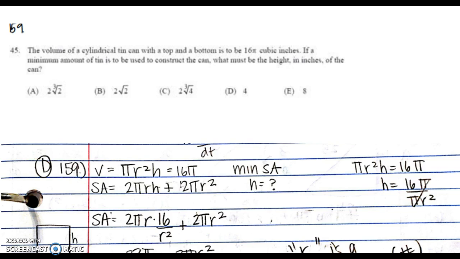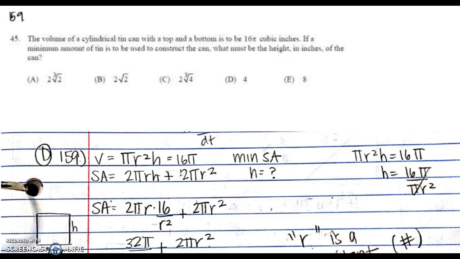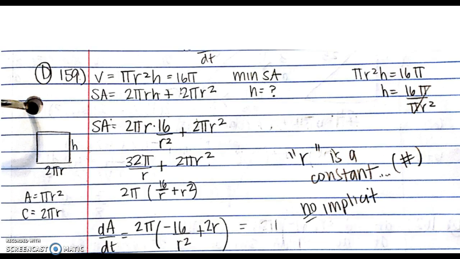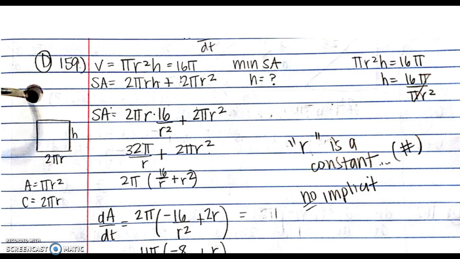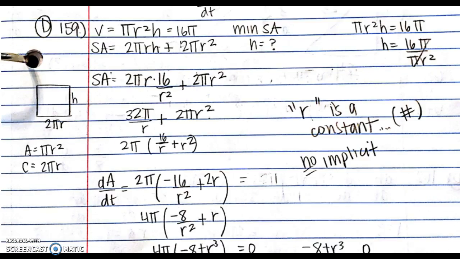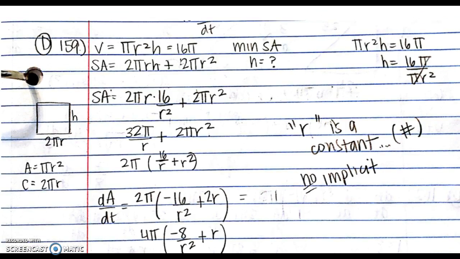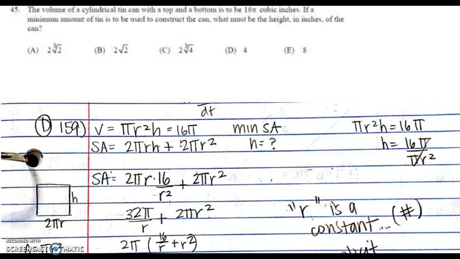This is a max-min problem, I think. Yep. So you need to know volume and surface area. You're trying to minimize surface area. What is the height that minimizes it? R is a constant, so there's no implicit differentiation required with R. Kind of keep that in mind. And you just kind of see how I work through it. It's a lot of math, but it isn't anything that I think is too terrible.